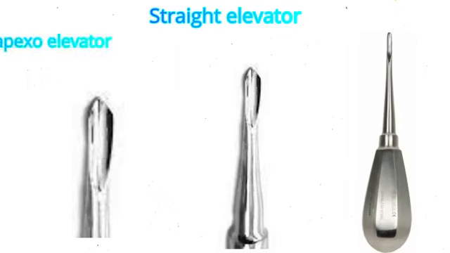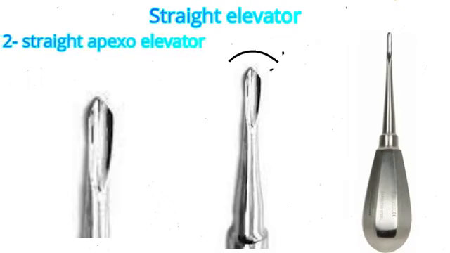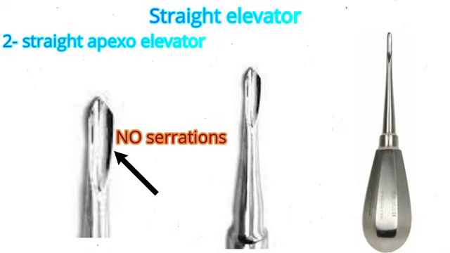The second one is the straight apexo elevator, which has a rounded but more pointed tip and a smooth inner concave surface with no serrations. This one provides the best wedging due to the more pointed tip and narrow circumference. It uses levering and wedging principles, but mainly wedging.